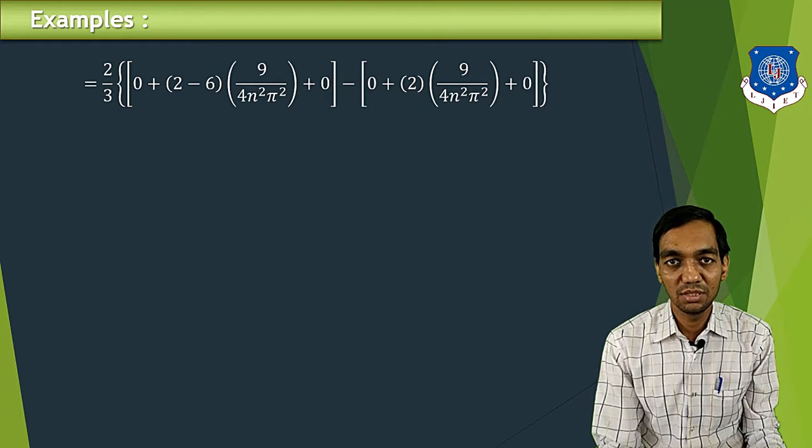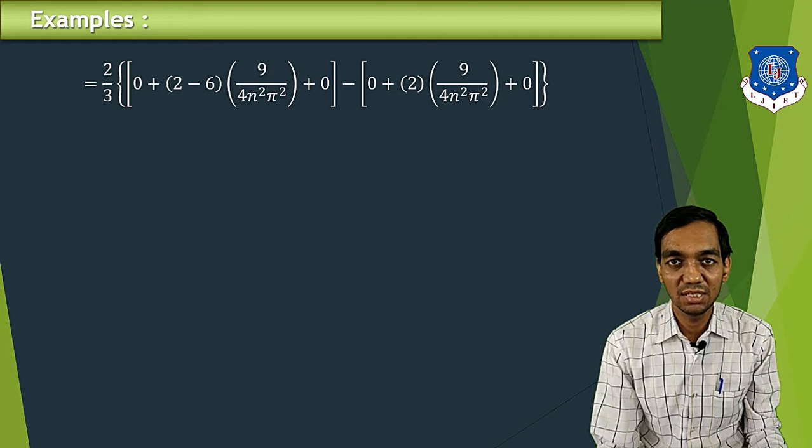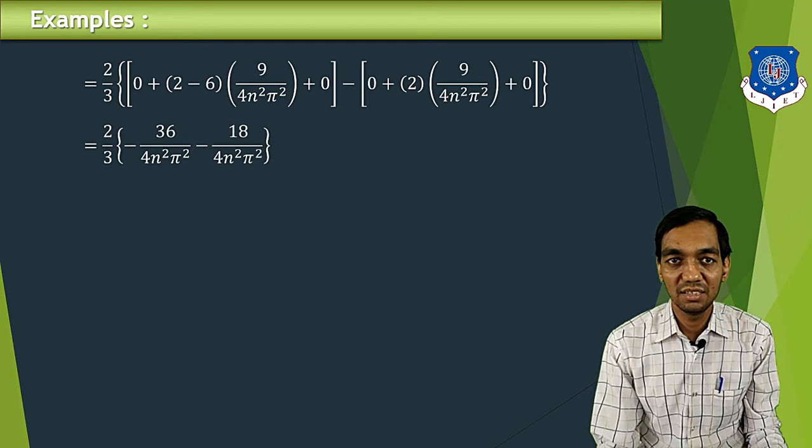Sin 2nπ has a value 0. Minus, if you put the lower limit 0, then sin 0 has a value 0 and cos 0 has a value 1. So (2 − 0) times 9 upon 4n²π². Plus sin 0 has a value 0. If you simplify this, then you will have minus 36 upon 4π²n².